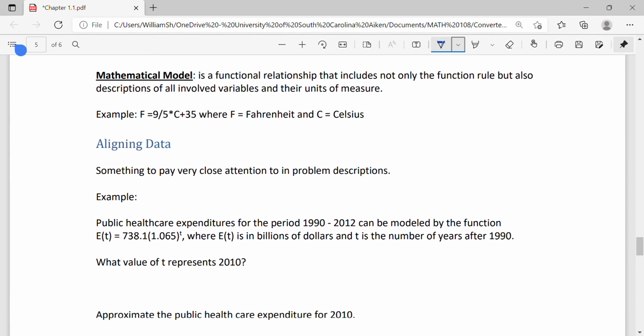Okay? Now I'm going to give you the definition of a mathematical model. It is a functional relationship that includes not only the function rule, but also descriptions of all involved variables and their units of measure. So the example I like to give for this is the example of changing from Fahrenheit to Celsius. Okay, so F equals 9/5 C plus 35. That is the equation for changing from Celsius to Fahrenheit. And obviously you could back solve to change the other way, however you want to do it. Okay, so that is just a simple mathematical model, right? Given in words a lot of times, but here it's actually giving you the function, but the function relates back to real life. That's the key there.